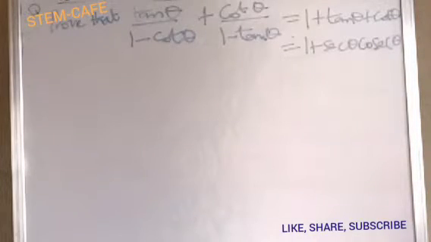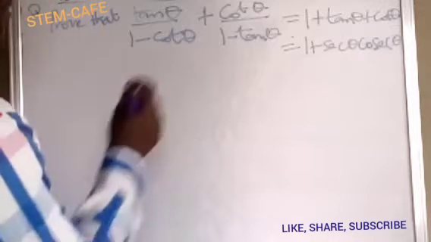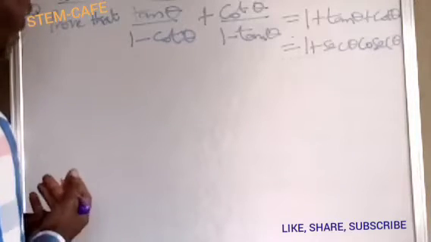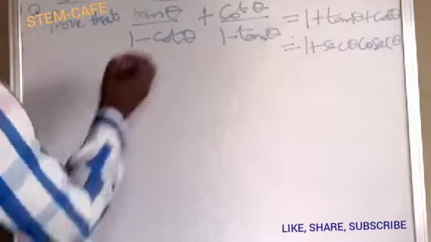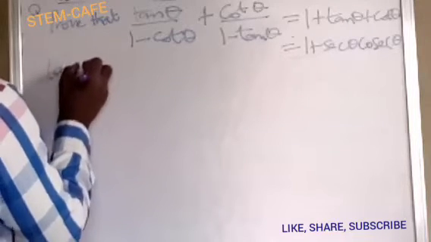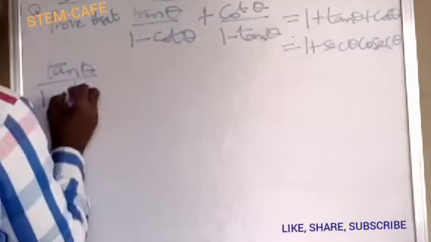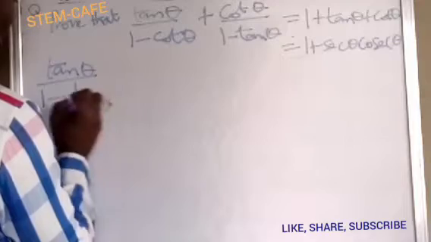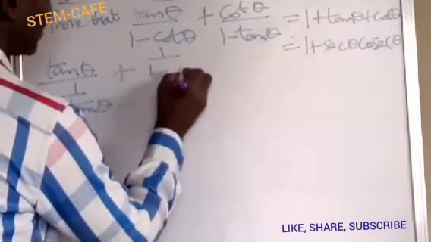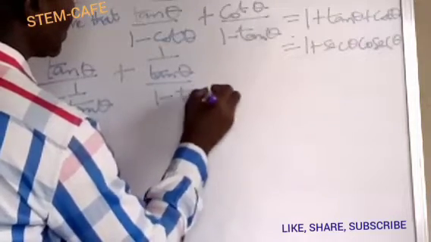Prove that tan theta over 1 minus cot theta plus cot theta over 1 minus tan theta equals 1 plus tan theta plus cot theta, which equals 1 minus sec theta cosec theta. So we have tan theta over 1 minus 1 over tan theta plus 1 over tan theta over 1 minus tan theta.